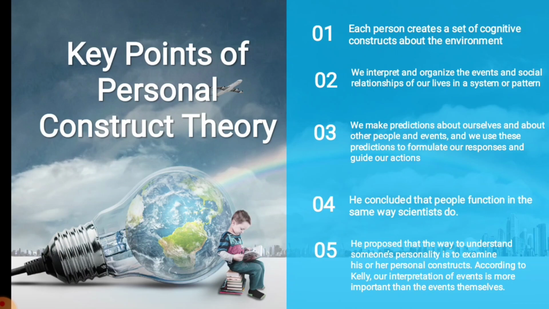Later on we will discuss the different corollaries, 11 corollaries. We make predictions about ourselves and about other people, and we use these predictions to formulate responses and guide our actions. Kaya daw, according to this theory, a person is considered as a scientist, because we have a way of looking to explain and interpret what is happening in our environment.